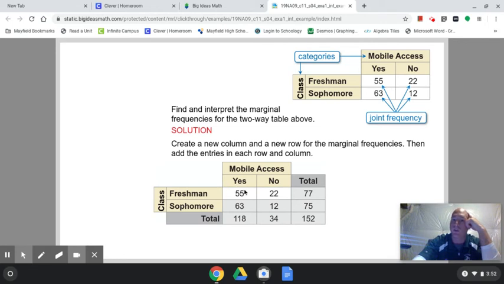Marginal is just when you use one concept, okay? How many freshmen? Freshman, yes, joint. Freshman, marginal, okay? Hopefully that's pretty straightforward. And that's, like I said, these are definitions. Once you know the definition, that's the hardest part of this section.